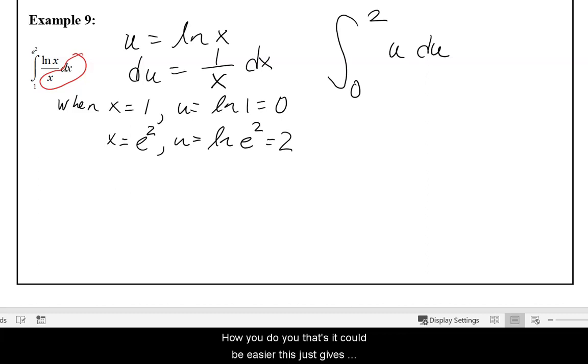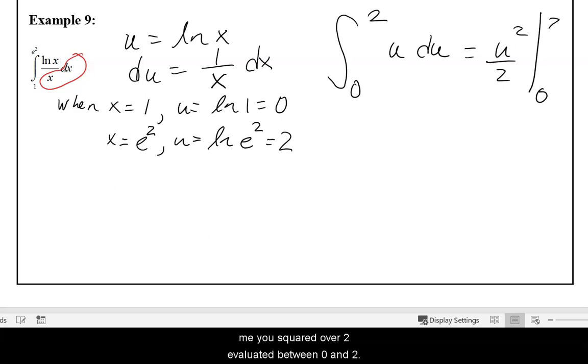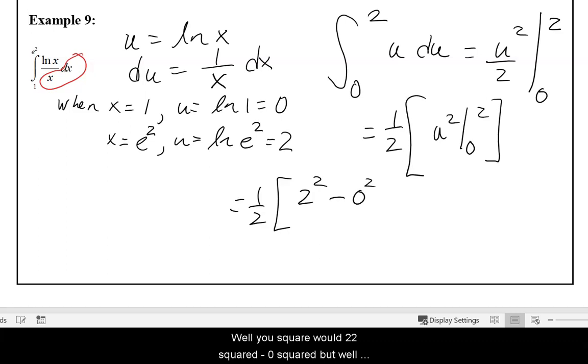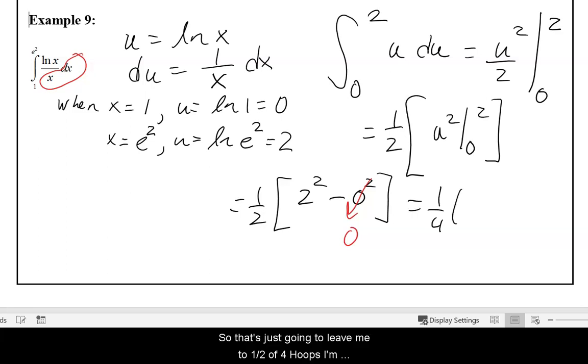That's it. What could be easier? This just gives me u squared over 2 evaluated between 0 and 2. Now we plug in the limits of integration. I'm going to pull the 1/2 out because I don't want to deal with a fraction more than once. That leaves u squared to be evaluated between 0 and 2, which gives me 1/2 times 2 squared minus 0 squared, but 0 squared is 0. So that's just going to lead me to 1/2 of 4.